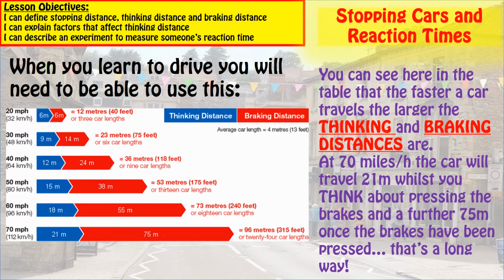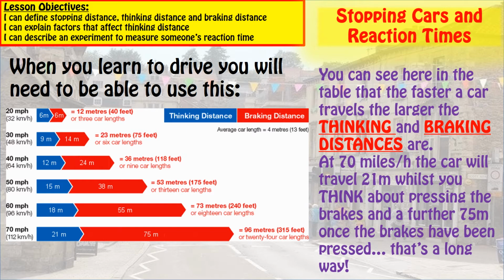That's a really long way. You all know what 100 meters looks like. You all do PE, you've all been out on the field. It's almost 100 meters to stop the car if it travels at 70 miles per hour. If you look at 30 miles per hour, obviously going much slower, the thinking distance is still 9 meters.